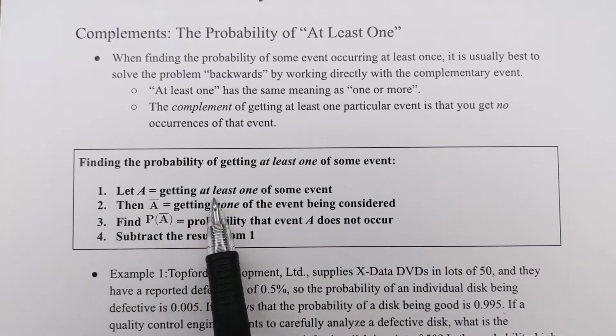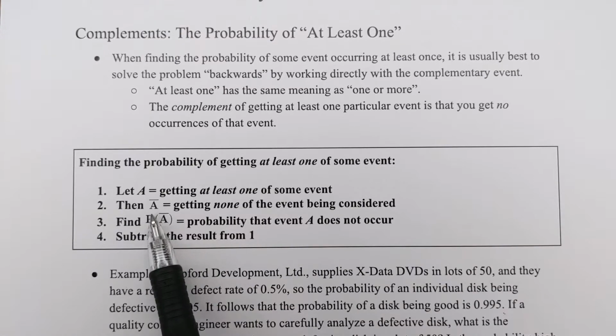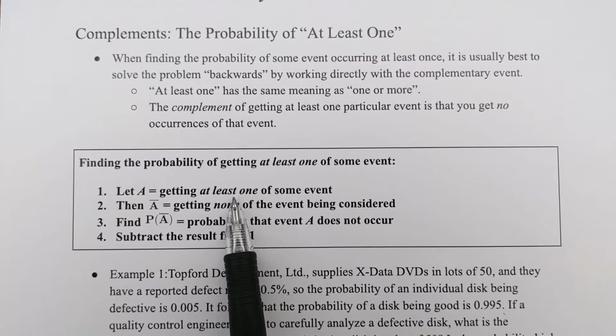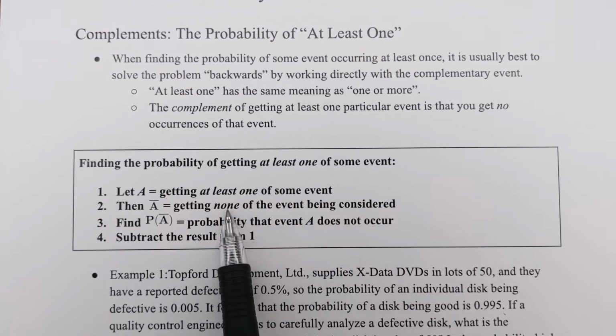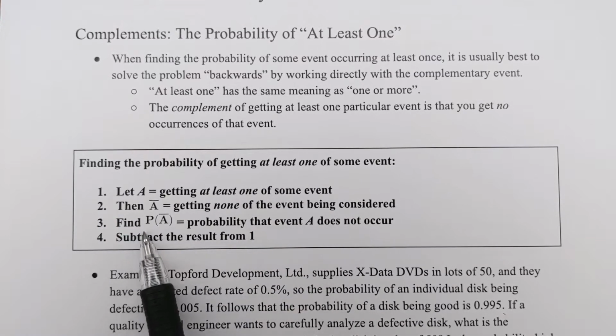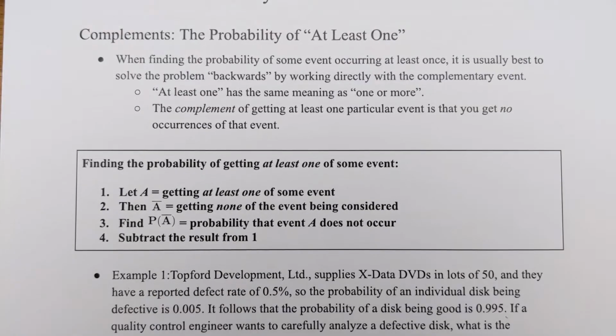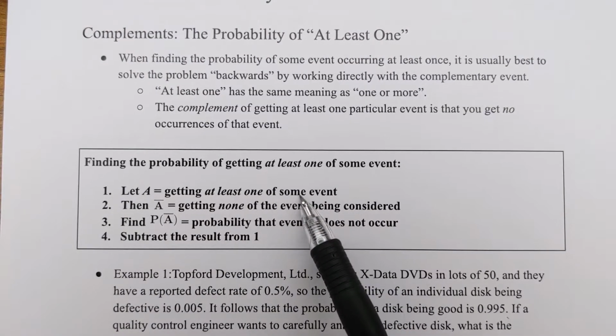So let A be getting at least 1, then A with a bar, the opposite of A, is getting none, because at least 1 covers every other possibility, 1 and up, so none is the only thing that hasn't been covered. So you find the likelihood of getting none, and you subtract that result from 1, because that'll get you back to this.